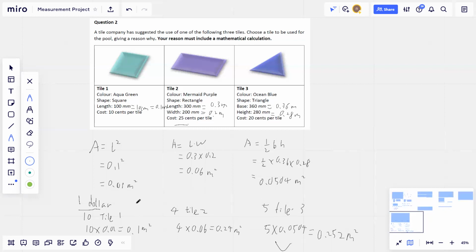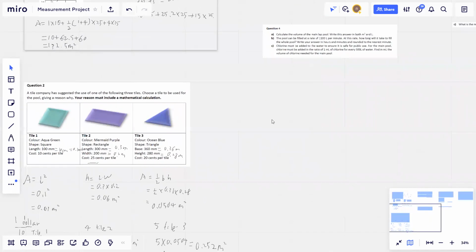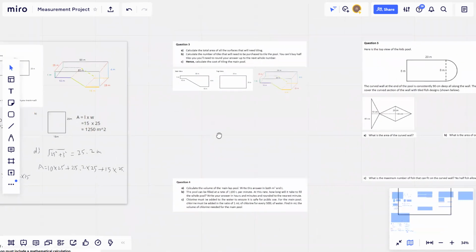But you need to write it in a sentence. You need to say which one is the best. I will not do it for you guys. You need to do it by yourself. Okay, so let's continue. So that's question 2. Let's go to question 3.